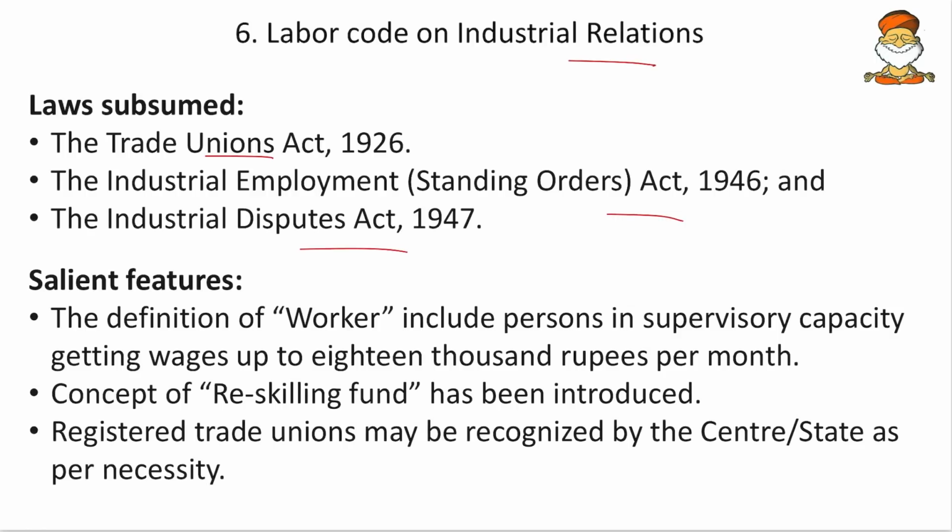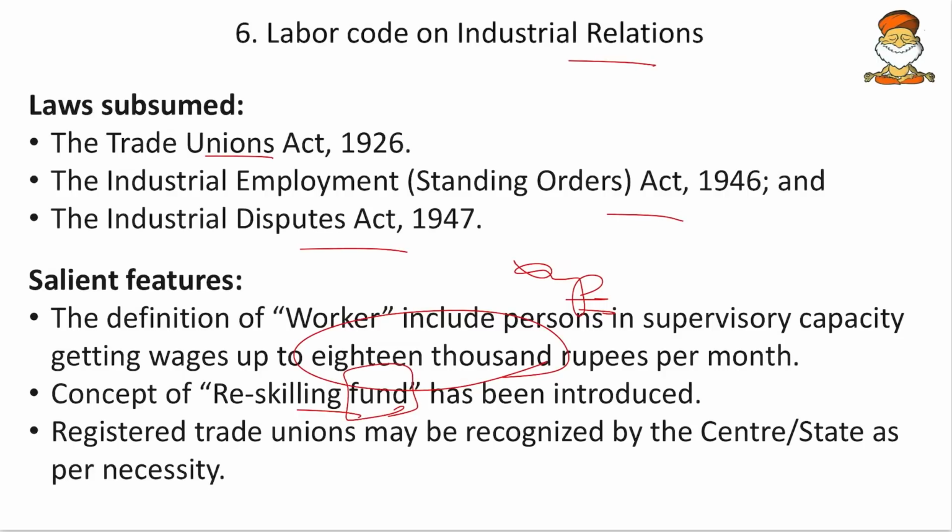Some of the salient features. The definition of worker includes a person in a supervisory capacity getting wages up to 18,000 rupees per month. So mark this 18,000 rupees. So a worker is defined this way in this code. And then the concept of a reskilling fund has been introduced. So if a worker is retrenched or removed from the job, the employer has the responsibility to reskill him, and for that one fund has to be set up.